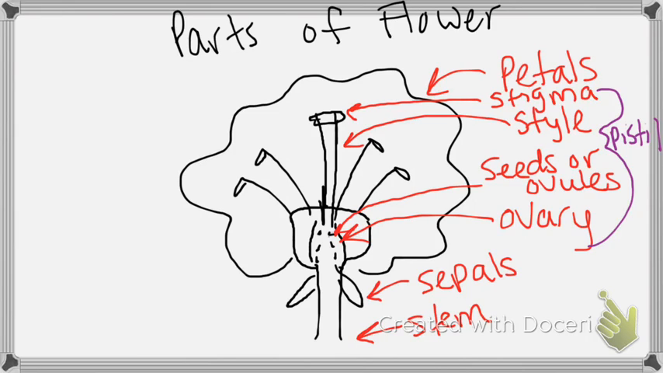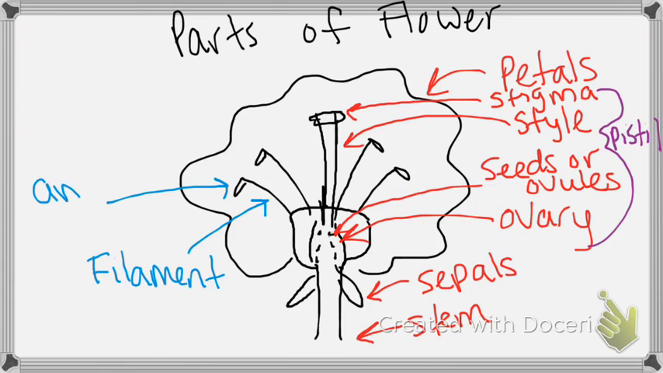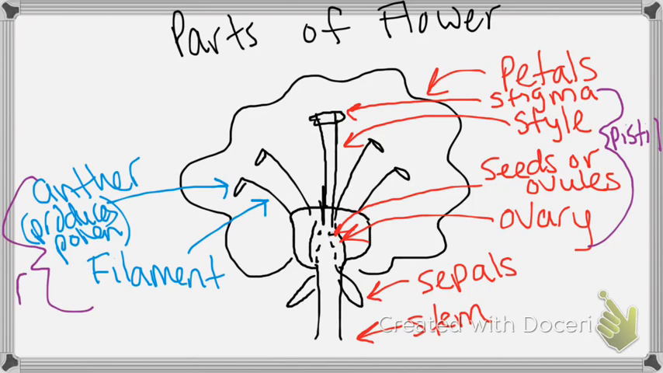So the male part of the plant is going to consist of our filament, which is the fiber that supports the anther. So the anther is actually the thing that's producing the pollen of the plant. So the anther is what produces the pollen. So if I ask you where the pollen is located, you should say the anther. And both of these parts make up the male part of the plant, which we call the stamen.